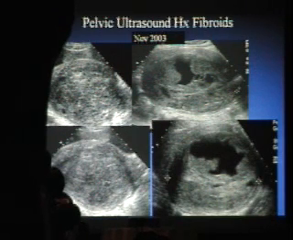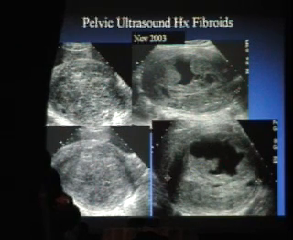performed in June '03 and November '03. First one clearly demonstrates your classic big, bulky fibroid uterus, fairly heterogeneous, but echogenic. But look at the difference over the less than 6 months here. We have now developed a bigger fibroid. We've got a lot of necrosis going on here.